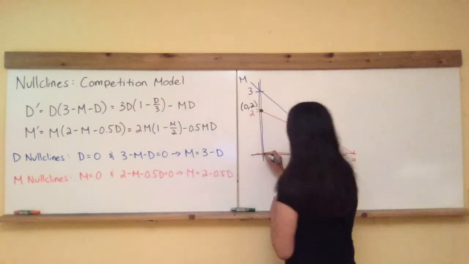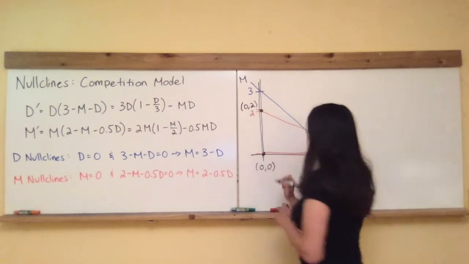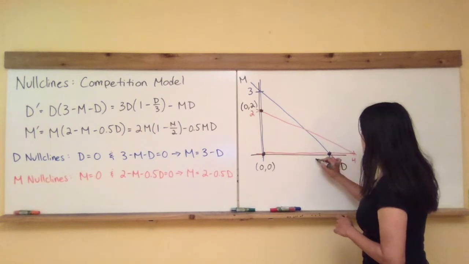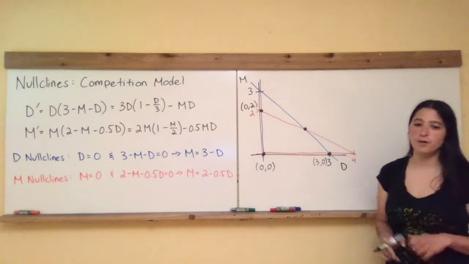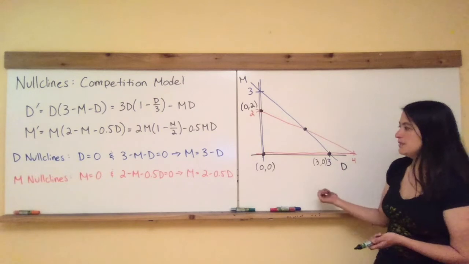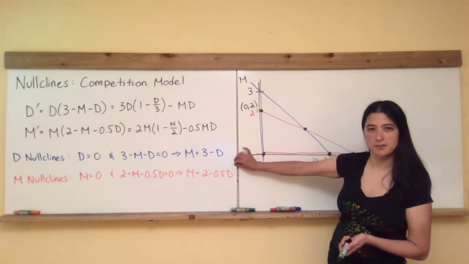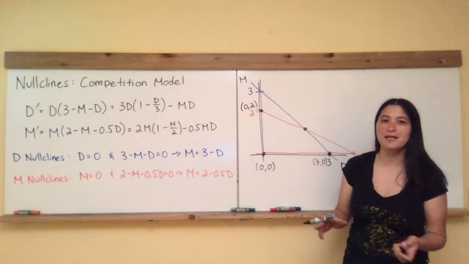That's going to be a fixed point. Another fixed point over here is 0, 0, an equilibrium point. Another equilibrium point over here is 3, 0. And then finally, we've got some mystery point right here. And what the value of D and M would be in that case, I have to solve these two things simultaneously in order to get that actual value. Okay, fine, I'll do it.